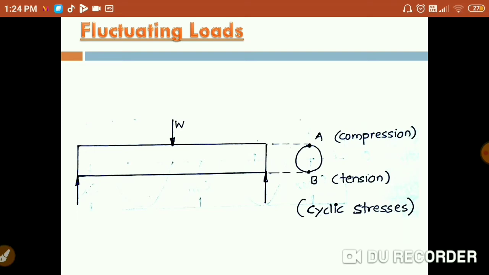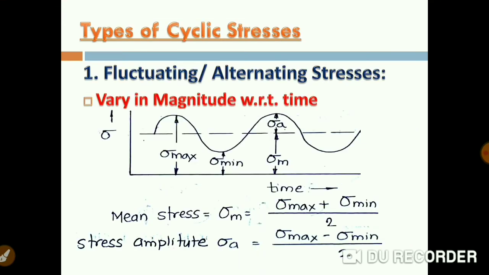There are three types of such stresses: fluctuating or alternating stresses, repeated stresses and reverse stresses. We will see them one by one now. Let us take the first case, fluctuating stresses or alternating stresses. The loads which vary in magnitude with respect to time are known as fluctuating or alternating loads, and the stresses induced in the component are known as fluctuating stresses.